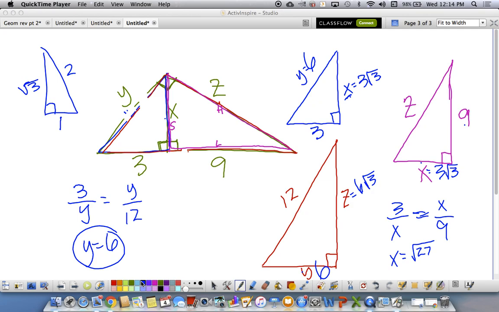So did you solve? Do we have X, Y, and Z? Yes. Similar triangles. We're setting up proportions. Sometimes you have to solve for other pieces. I think there's no harm.